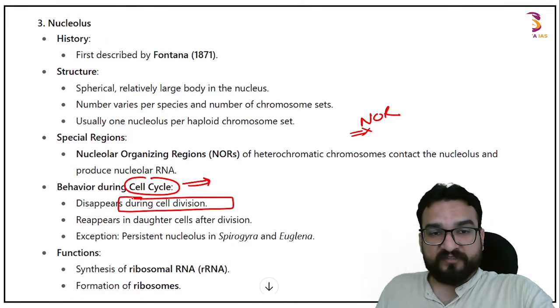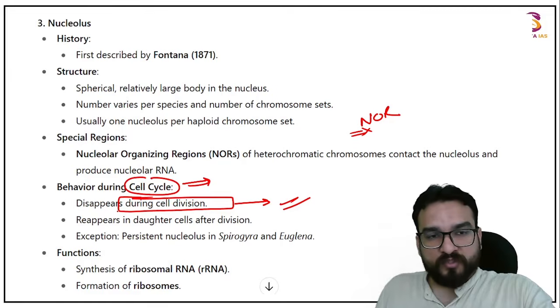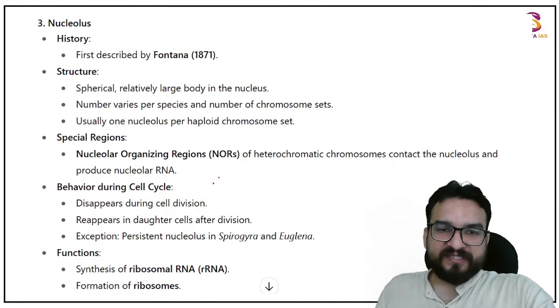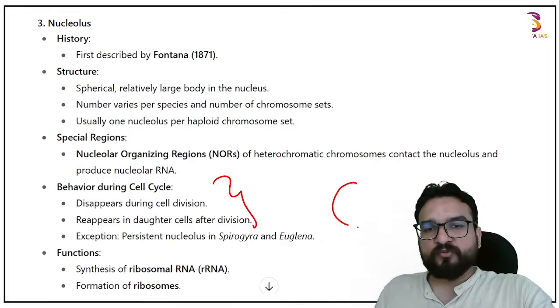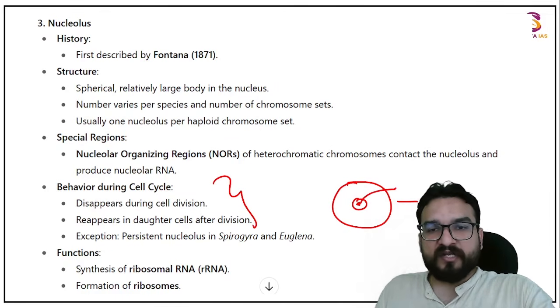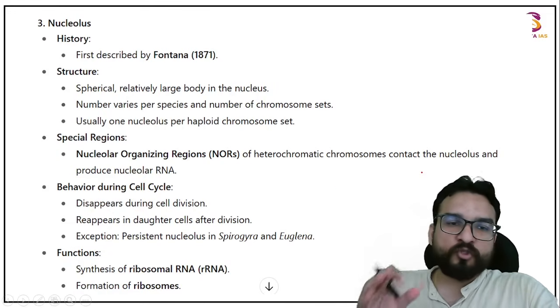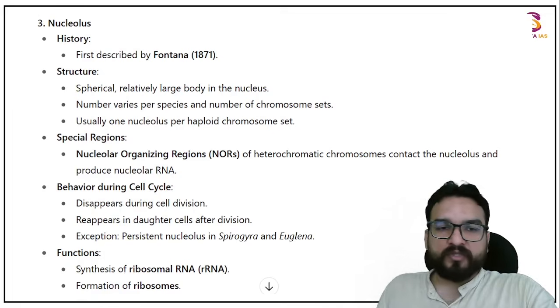It disappears during cell division. When it disappears I'll be telling you. It reappears in daughter cells after division. This also I'll tell you. Exception: persistent nucleolus in Spirogyra and Euglena you will be finding. So in the cell cycle you will be finding that this nucleolus will be disappearing during the division and will be reappearing when the division has taken place. When it happened, how it happened, I'll be showing you by animation, guys. Don't worry about it. Okay.